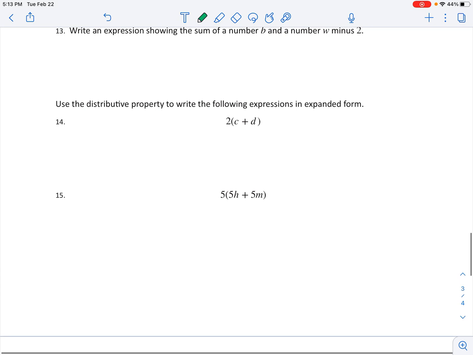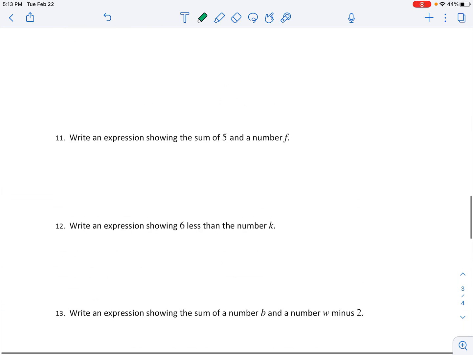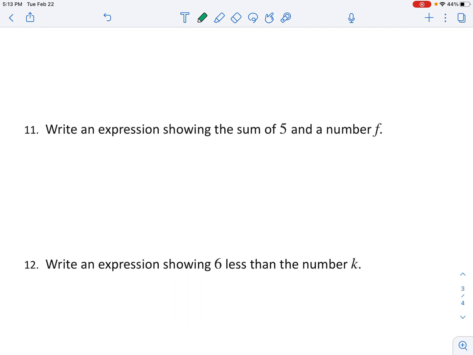All right, guys, the next problems deal with what we've been talking about lately in math class. It says write an expression showing the sum of 5 and a number. Okay, the keyword here is sum. So that means that we are adding, and we are adding 5 and a number f. So our answer is 5 plus f.